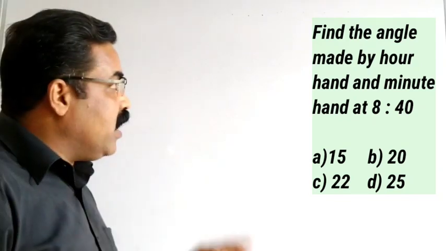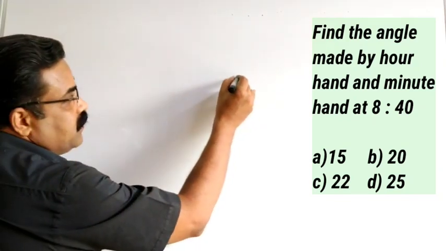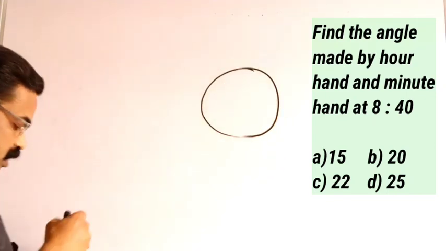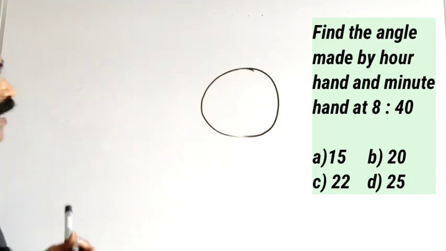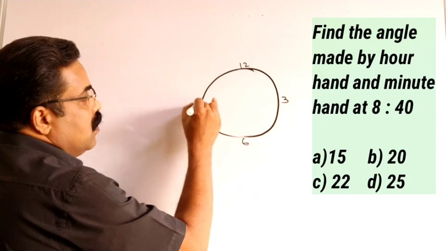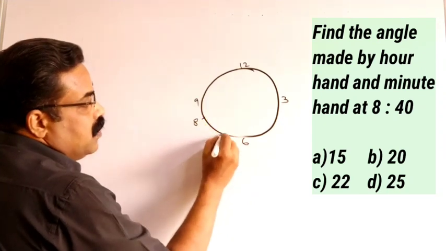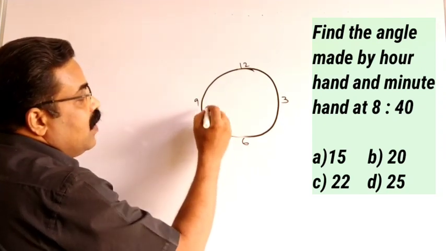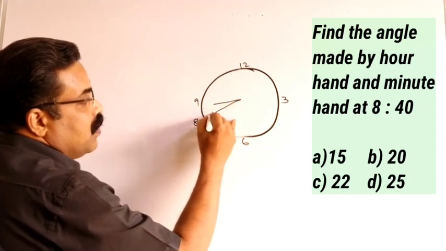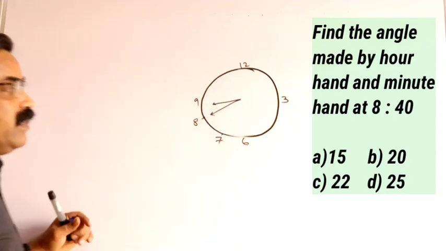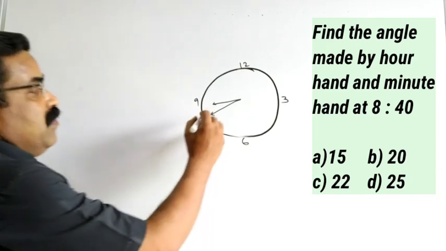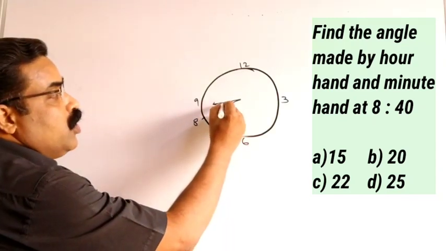So here the time is 8:40. So let us draw that. Suppose this is your clock and the time is, here it is 8, 7, and the time will be like this, 8:40. So this is the time 8:40 and this angle is what you need to find out.